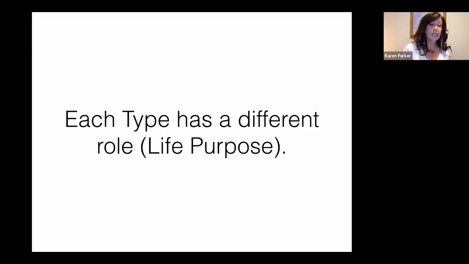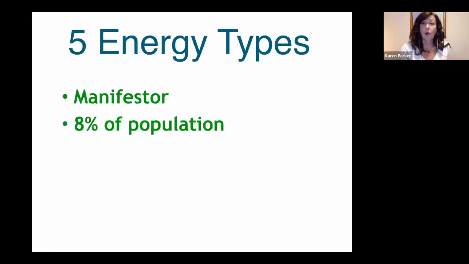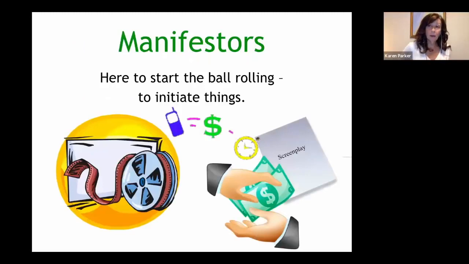So let's look at each type in the context of life purpose, because each type has a different role or a different life purpose. And each type has a particular strategy, a way of making decisions that's going to influence how aligned you are with your path. So let's start first with the manifestor. Manifestors are approximately 8% of the population.